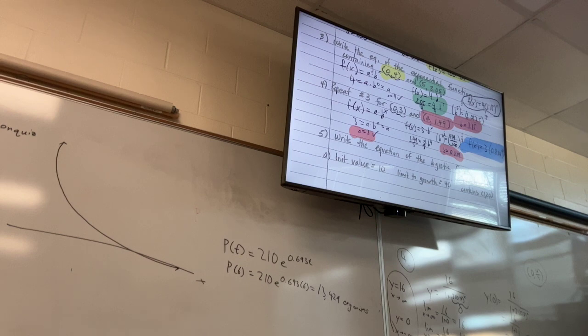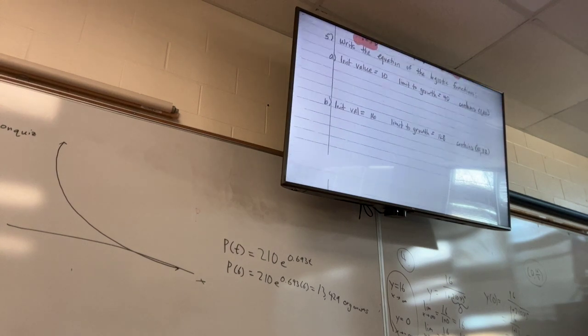Okay. All right, write the equation of the logistic function. Awesome. Who knows the standard form of a logistic function? Anyone? What is that? Like B times C to the X? Yeah, I think that's it. Good stuff.